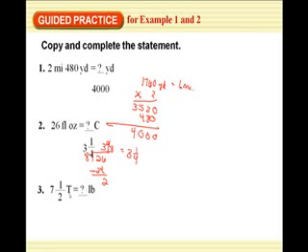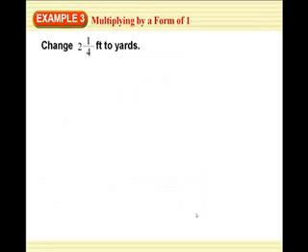7.5 tons. Every ton is 2,000 pounds. So 7 would be 7 times 2,000. That would be 14,000. A half a ton is 1,000. So that'd be 15,000 pounds.